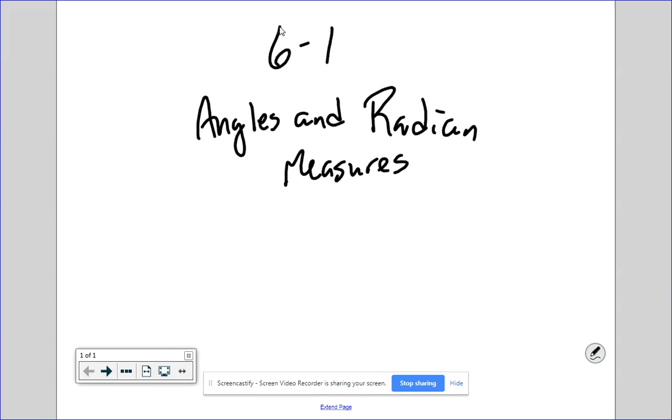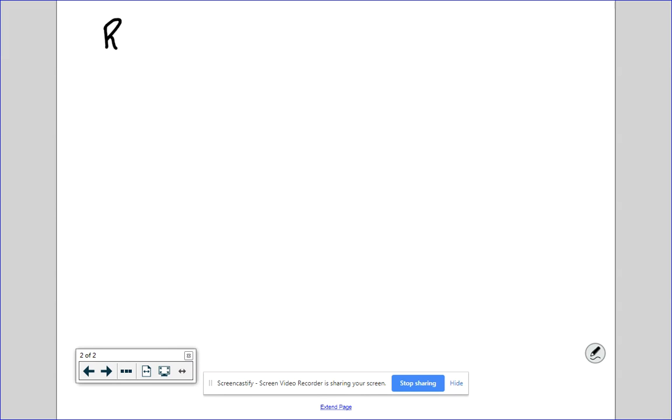All right, so we're going to briefly talk about what it means to be a radian first off. A radian is derived from the unit circle. So the concept comes from the unit circle, just like a degree. We talked about a degree being 1/360th of a unit circle. The same thing is true with a radian.